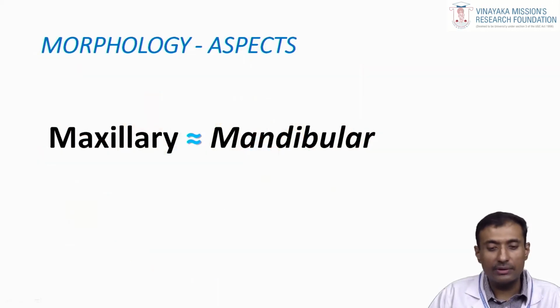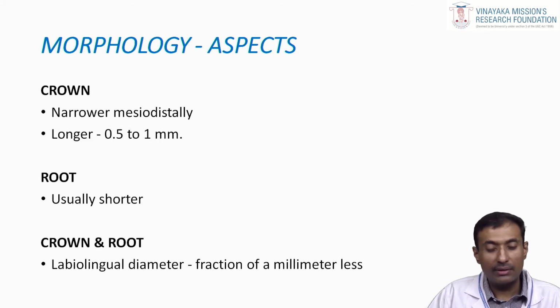So coming to the morphology, the different aspects of the maxillary and mandibular teeth, when we study the mandibular canine, what we see is that the maxillary canine shares a lot of morphological aspects with the mandibular tooth. So whenever we read the morphology, it is more or less compared with the maxillary canine, and the features are more or less similar. To begin with, in the crown, the mandibular canine is narrow mesiodistally, and the crown length is longer by around 0.5 to 1 millimeter.